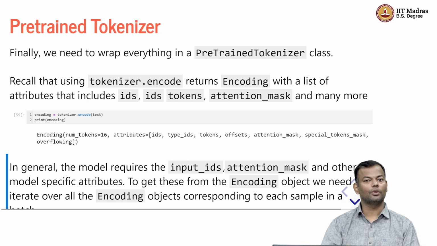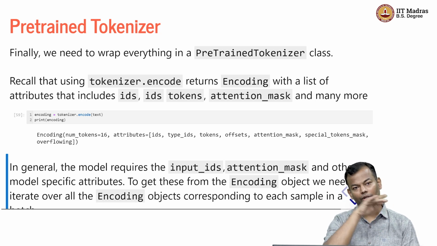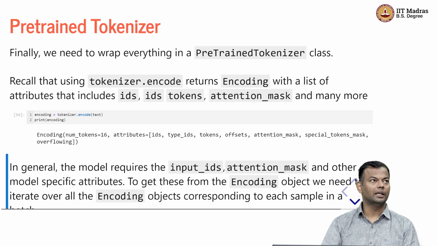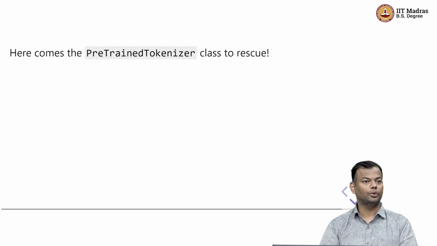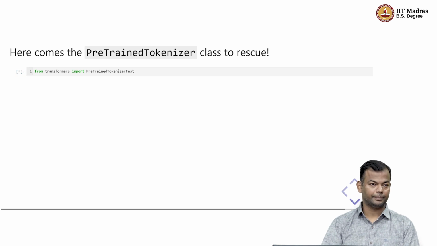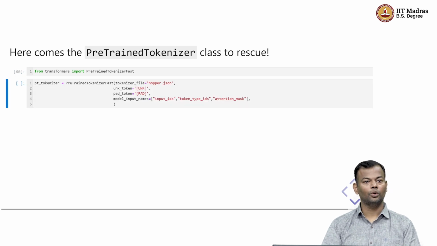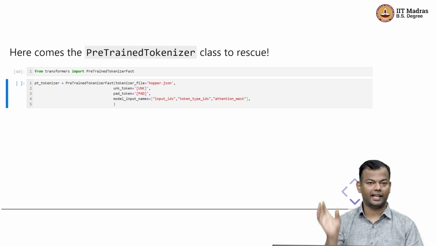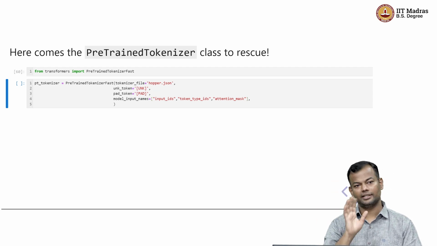Because the model requires all of this information. What is the attention mask to be used? Then what are the different attributes? What are the padding? As I said, all of this. So let's look at this. So now we are going to import this class, okay? And now I'm going to say that the tokenizer I've already trained, and I'd saved it as hopper.json, so I'll just keep it that.